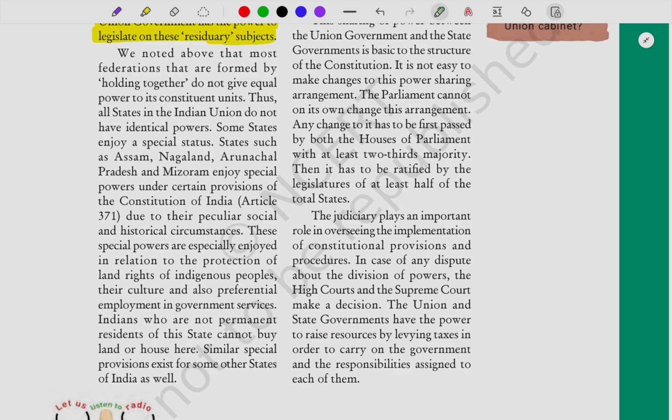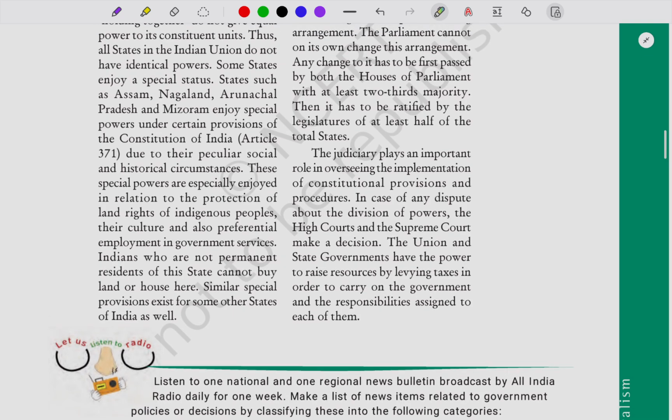We noted above that most federations that are formed by holding together do not give equal power to their constituent units. Thus, all states in the Indian Union do not have identical powers. Some states enjoy a special status that we mentioned before. States such as Assam, Nagaland, Arunachal Pradesh, and Mizoram enjoy special powers under certain provisions of the Constitution of India, Article 371, due to their peculiar social and historic circumstances. These special powers are enjoyed in relation to the protection of land rights of indigenous people, their culture, and also preferential employment in government services.